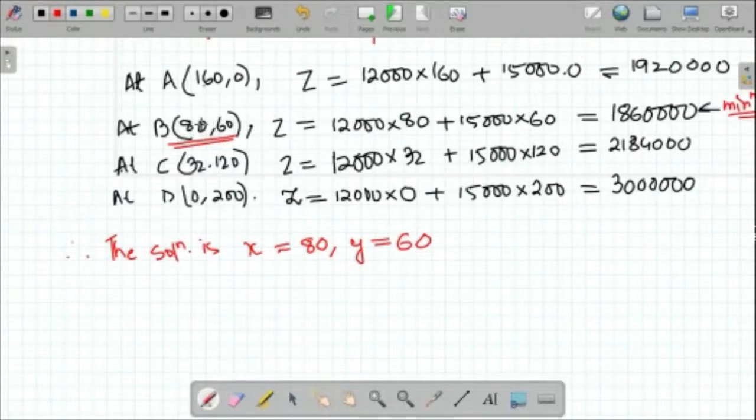Sorry, the number of days required by factory 1 and 2. So they are basically asking for the values of X and Y. So X will be 80, Y will be 60. And that's it for 2016. Okay, I hope I have done enough to make you understand.